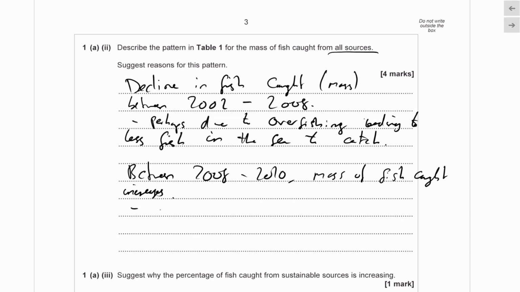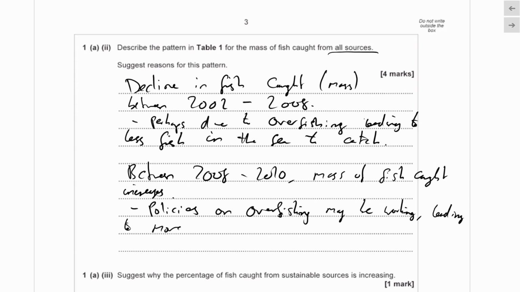So I'm going to say that policies on overfishing may be working, leading to more fish in the sea, so we can catch, let's write that out, catch more fish.